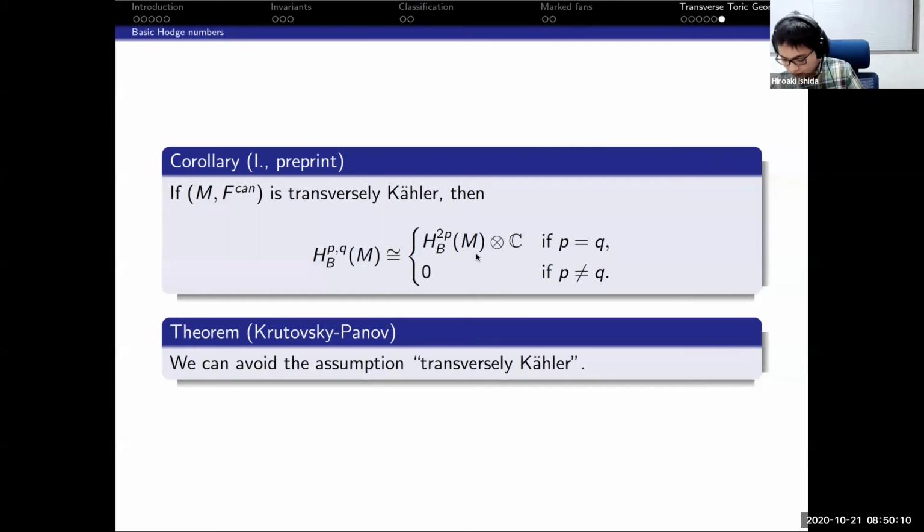And recently, Roman and Professor Panov showed that we can avoid the assumption of transverse scalar form from this corollary.